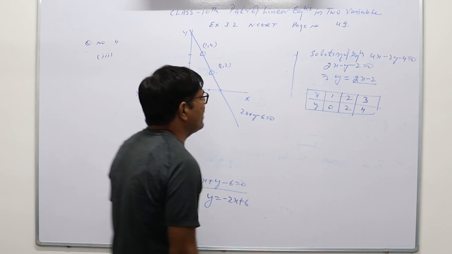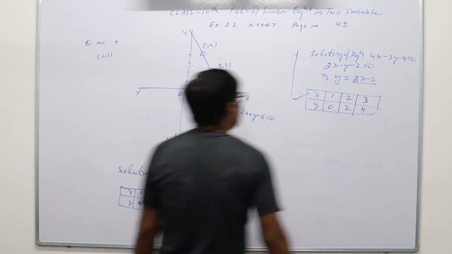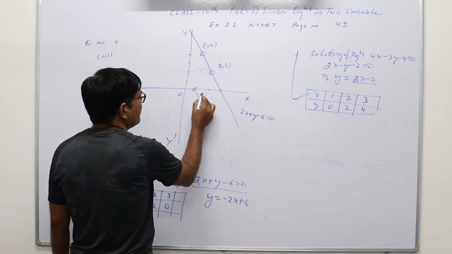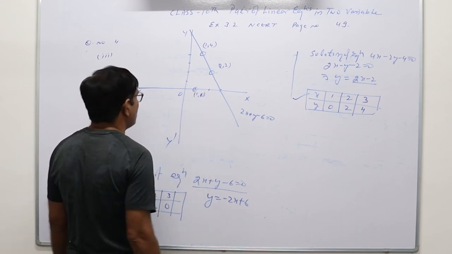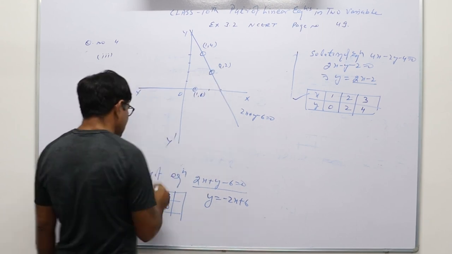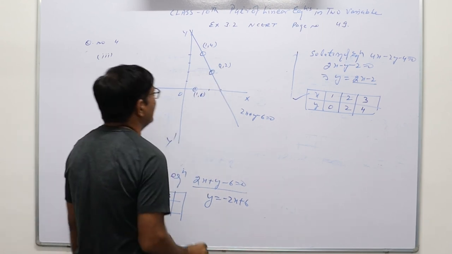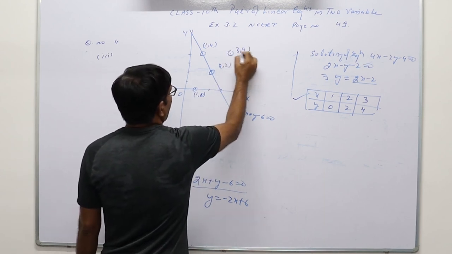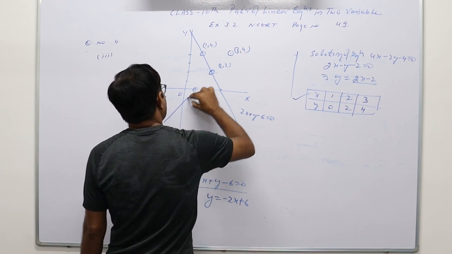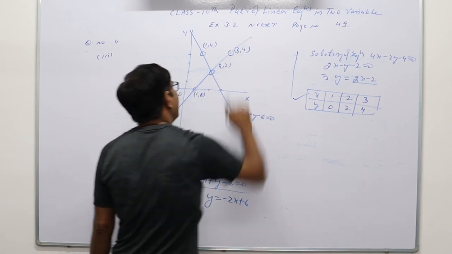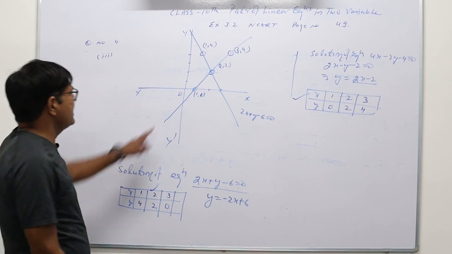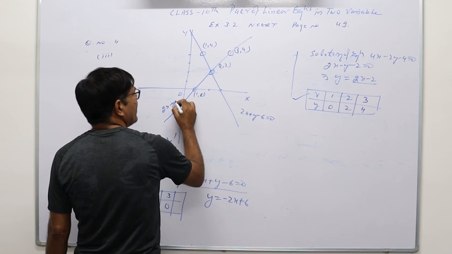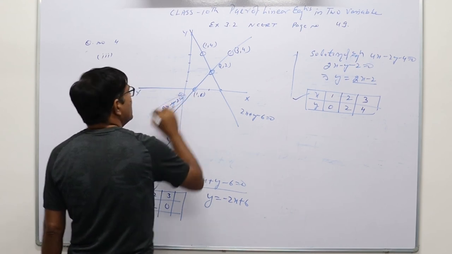Similarly, for the second equation, the solution set is first 1, 0. So this will be the first point, 1, 0. Then second 2, 2, this is the common point which is in the first also, and third is 3, 4. If we join these points freehand, then we will find this type of graph. So this is the graphical representation of the second equation, 2x minus y minus 2 is equal to 0.